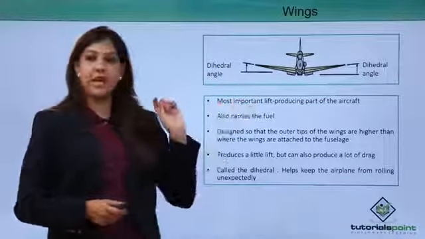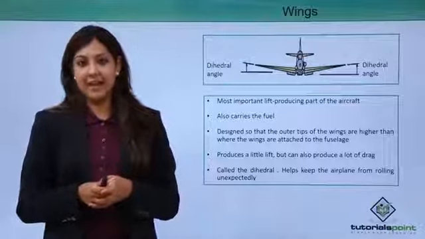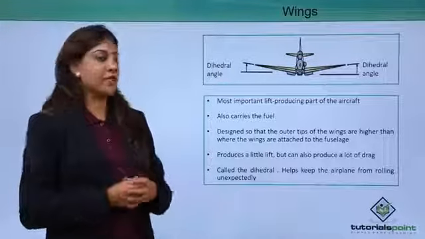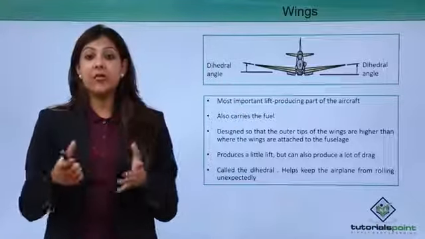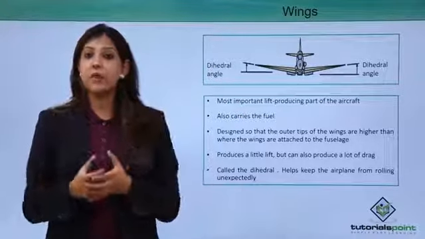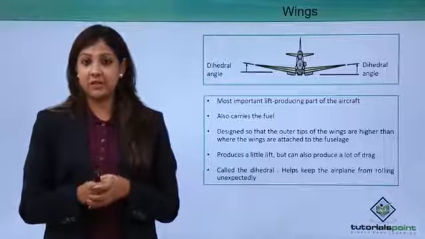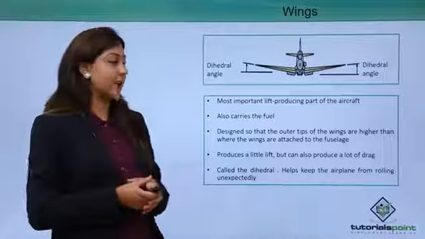Well, if the wings of the aircraft were not there, lift would not happen at all. So they actually help in the lift of the aircraft. They also carry the fuel. Well, friends, underneath the wing is where the fuel tank of the aircraft is. So the fuel is carried under the wing area.